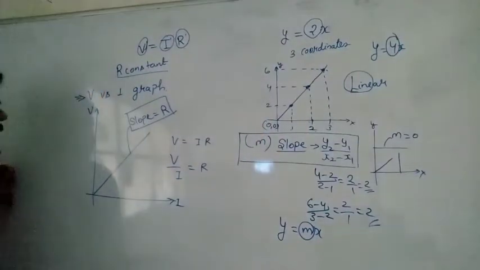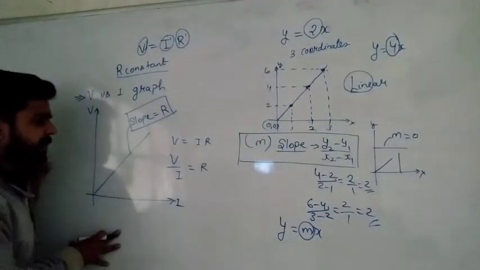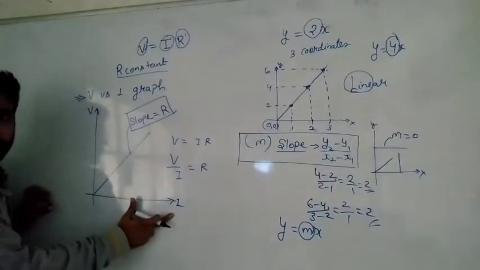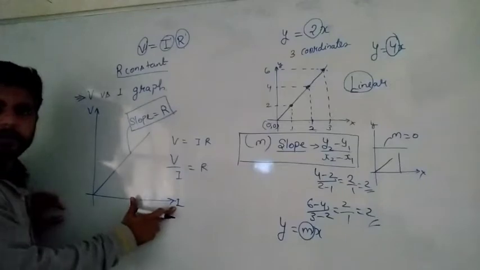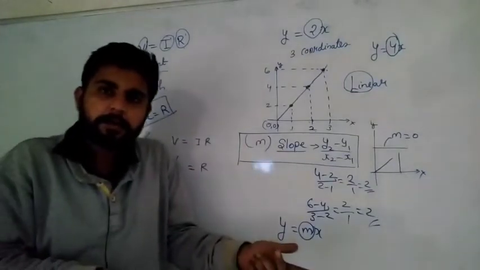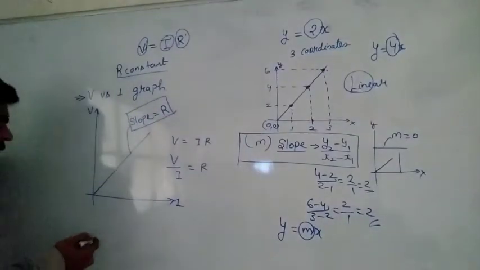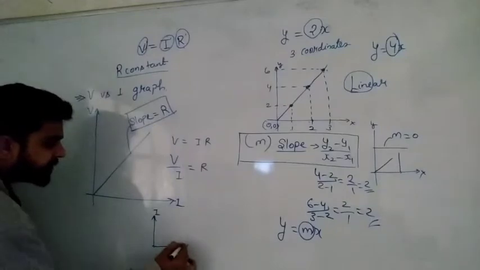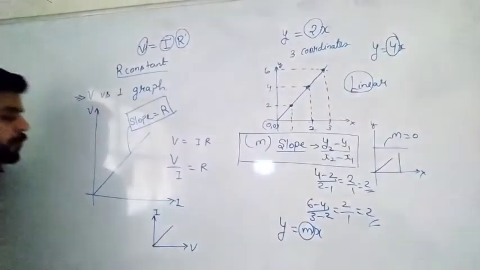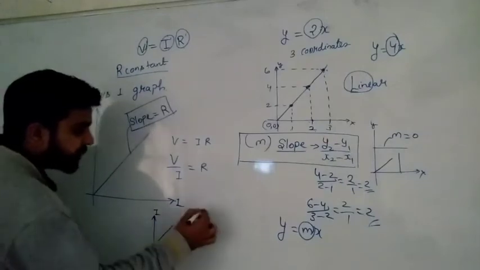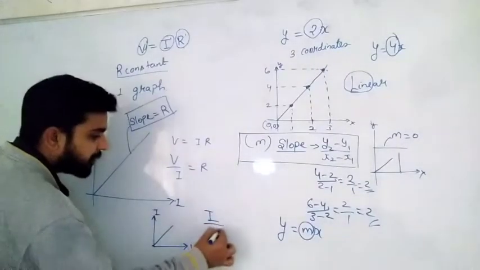Now the question arises, sir, if I put I here and V here, meaning I am interchanging I with V and V with I, then does the slope still remain R? Let's check it out. If I make one simple graph, I here and V axis here, then tell me the value of slope. Sir, change in current upon change in voltage. So this time we require I upon V.